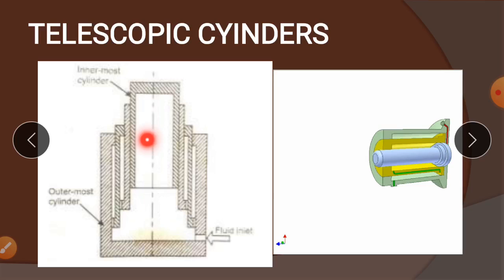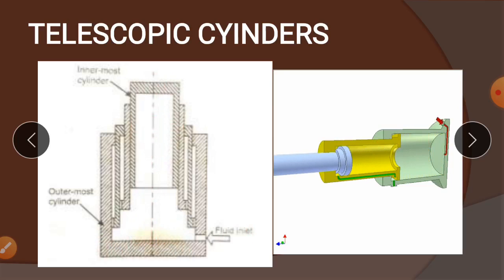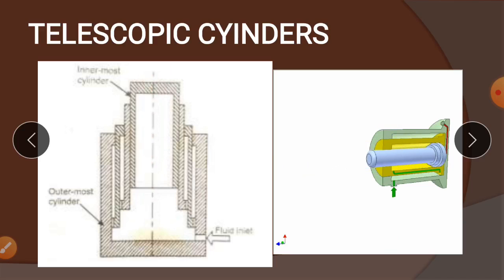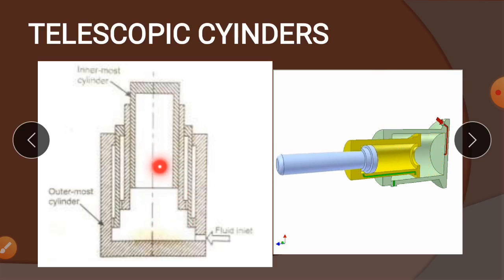This is the innermost cylinder, and this is the outermost cylinder. The liquid enters here. When the liquid enters, it pressurizes the innermost cylinder and pushes it first. When the innermost cylinder extends fully, then the second cylinder extends. Like that, one by one, each cylinder extends and makes the extension stroke. You can see the video here.